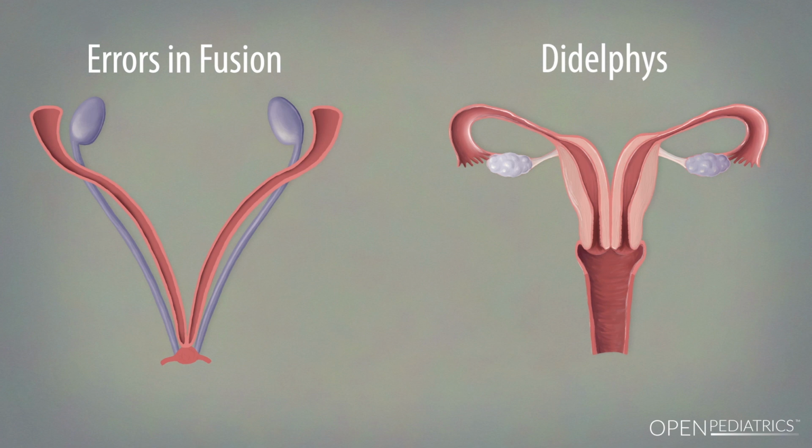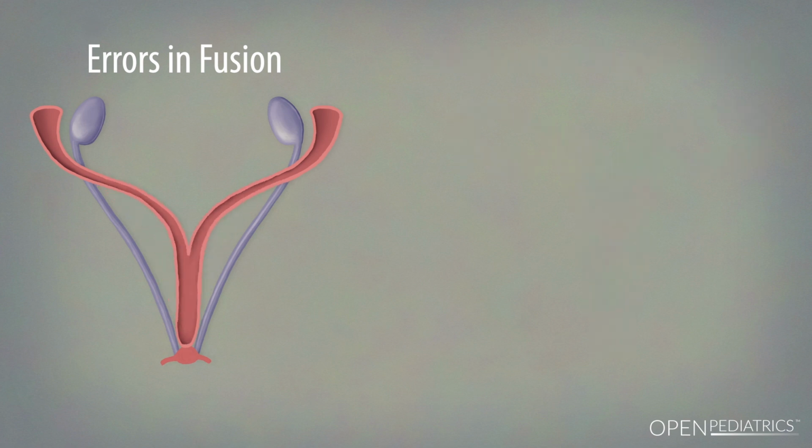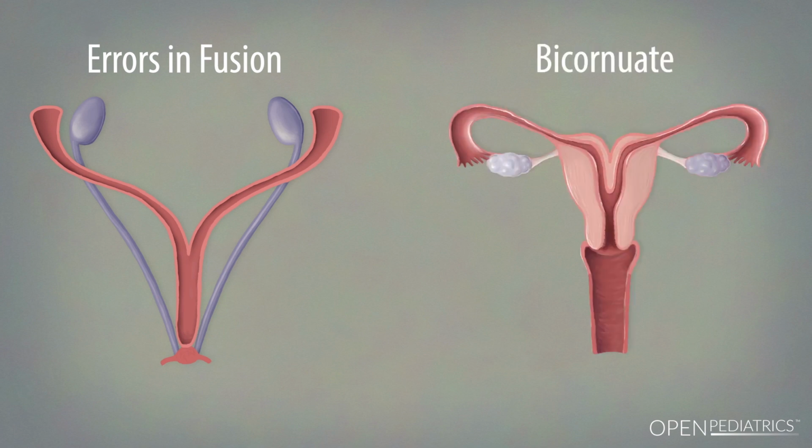When there is uterine duplication, there is frequently a longitudinal vaginal septum, which is an incomplete fusion resulting in tissue running down the length of the vaginal canal. It can present with bleeding despite tampon placement, difficulty with tampon insertion, or painful intercourse. Lastly, when there is partial fusion of the Müllerian ducts, a bicornuate uterus results.